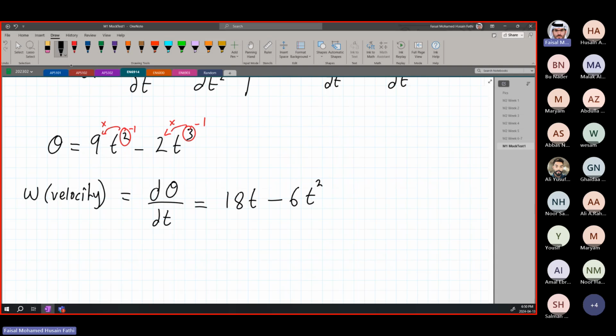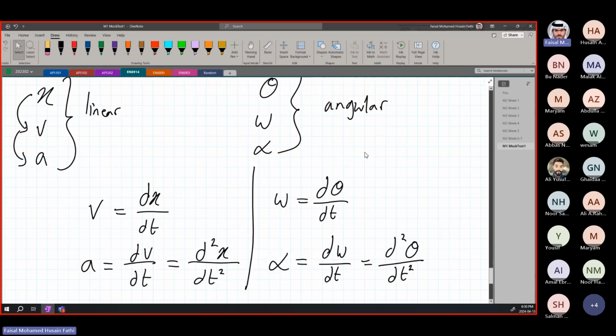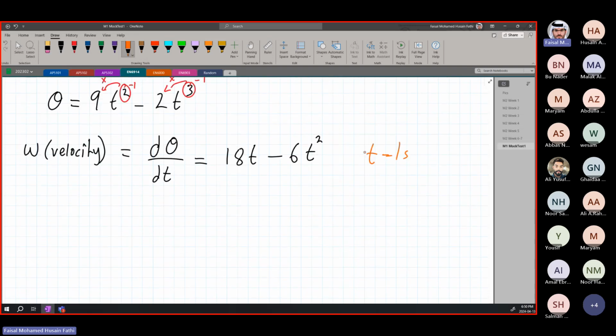Again, we're not just finding the formula, we're finding this when t is equal to 1 second, right? That's what the question said, t is equal to 1 second. So now we just plug in t for this. So omega at time t equal 1, and then at time t is equal to 1. So this is usually, let me just rewrite this properly.